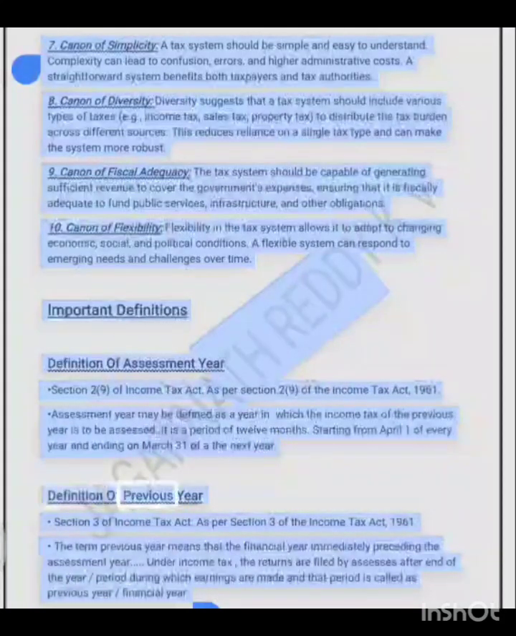Definition of previous year. Section 3 of the Income Tax Act, 1961. The term previous year means the financial year immediately preceding the assessment year. Under income tax, the returns are filed by assessees after the end of the year. The period during which earnings are made is called the previous year, the financial year.